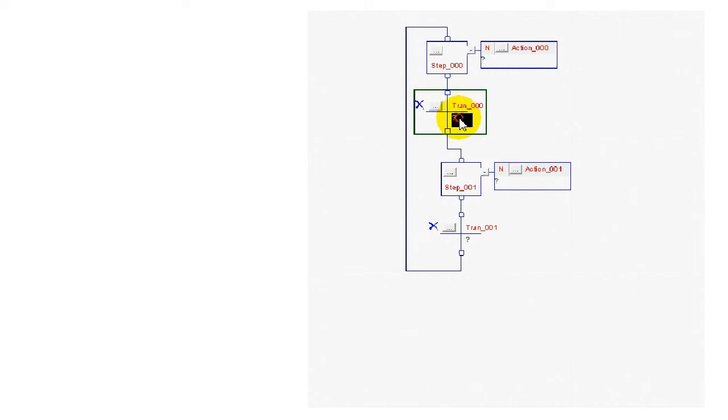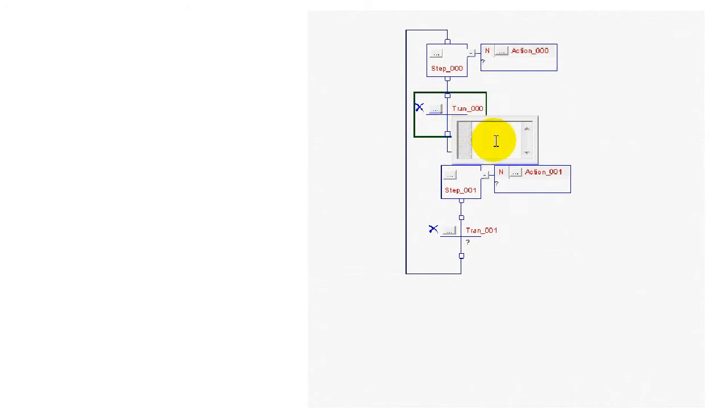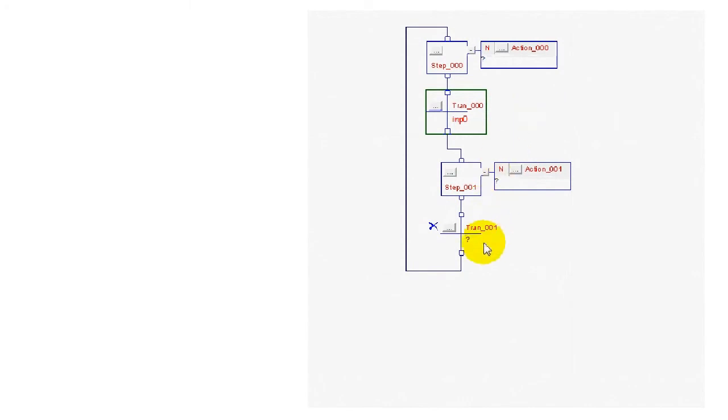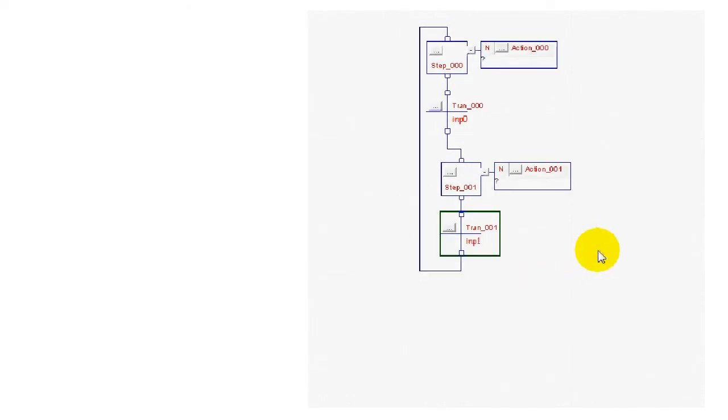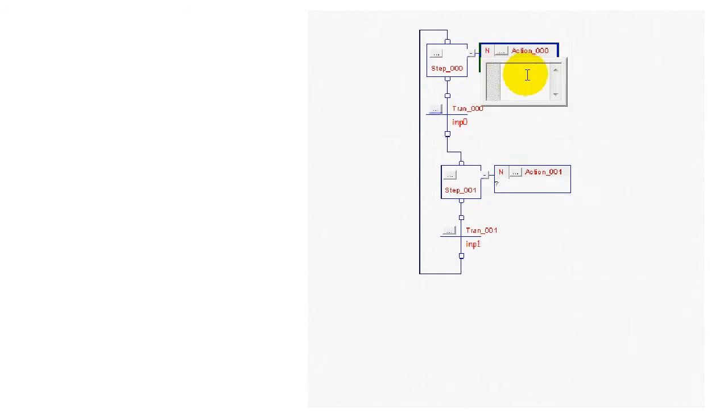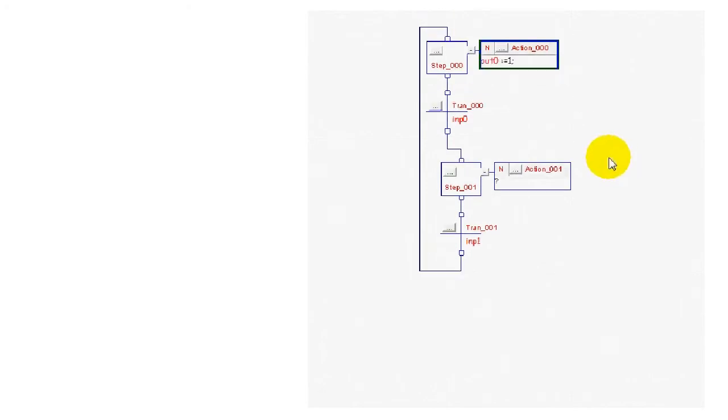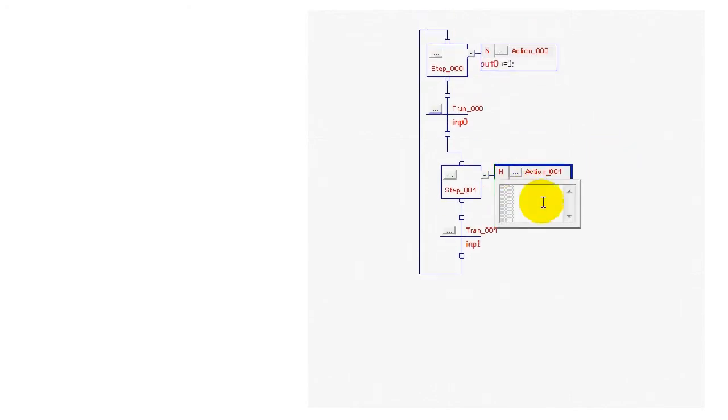And I'm going to make this transition based on the value of a switch, and that switch will be input 0. And this transition will be based on input switch 1. And during this step, I want this action to be to turn on a light at output 0. And use the same syntax as with structured text. And this action will turn it off.